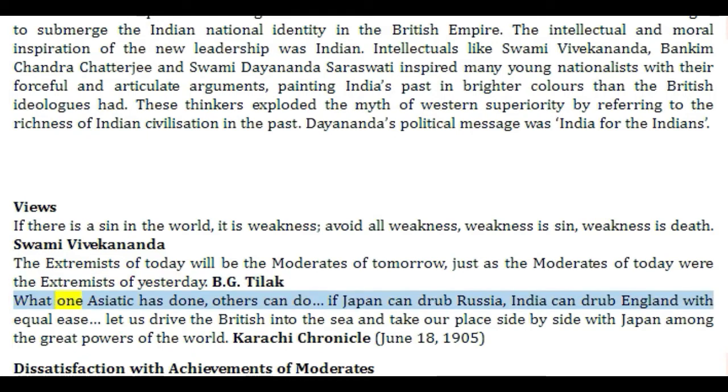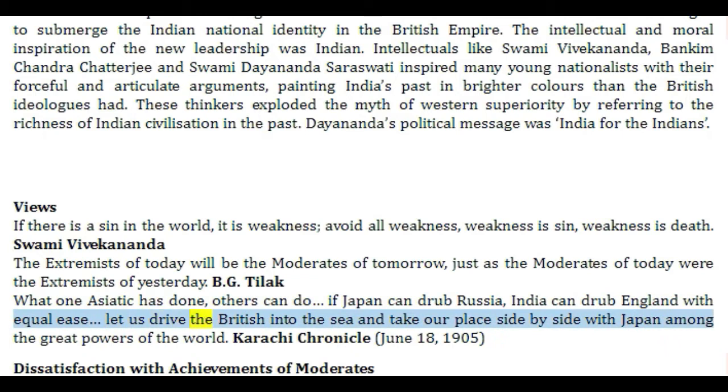B.G. Tilak: What one Asiatic has done, others can do. If Japan can drop Russia, India can drop England with equal ease. Let us drive the British into the sea and take our place side by side with Japan among the great powers of the world. Karachi Chronicle, 18th June 1905.